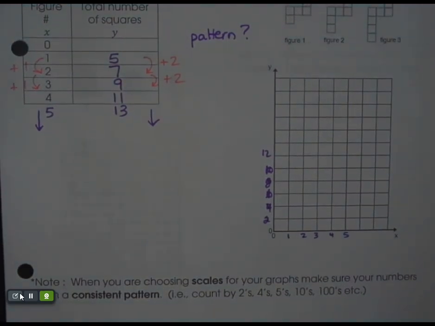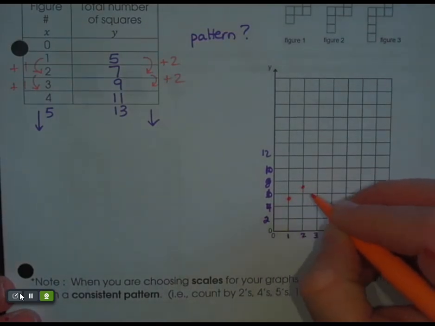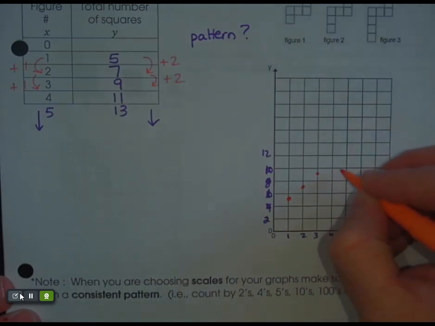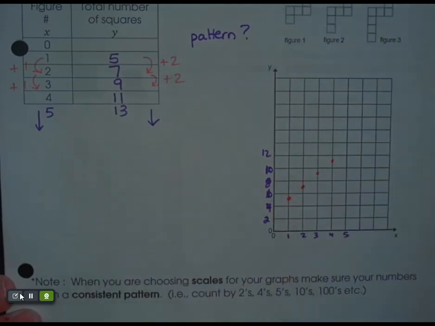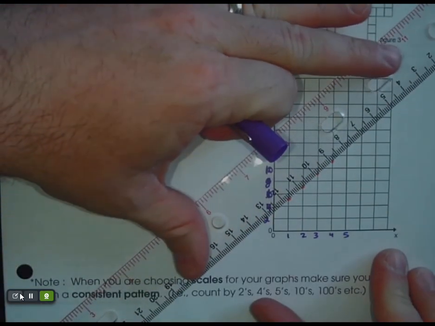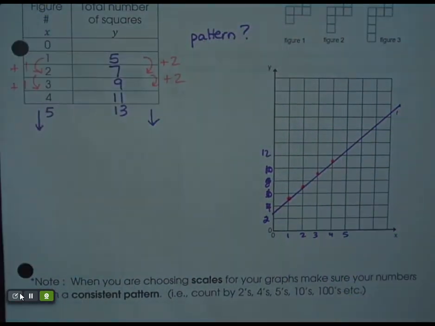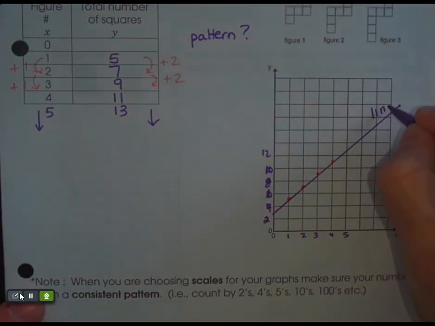And just like in the previous lesson, we can plot points. 1 is 5, 2 is 7, 3 is 9, 4 is 11. And we can look at this and say to ourselves, what's the pattern? Well, again, the pattern looks like a straight line. So what I can do with my pattern is draw my line. All right. We would say that this is linear because the graph is a straight line.